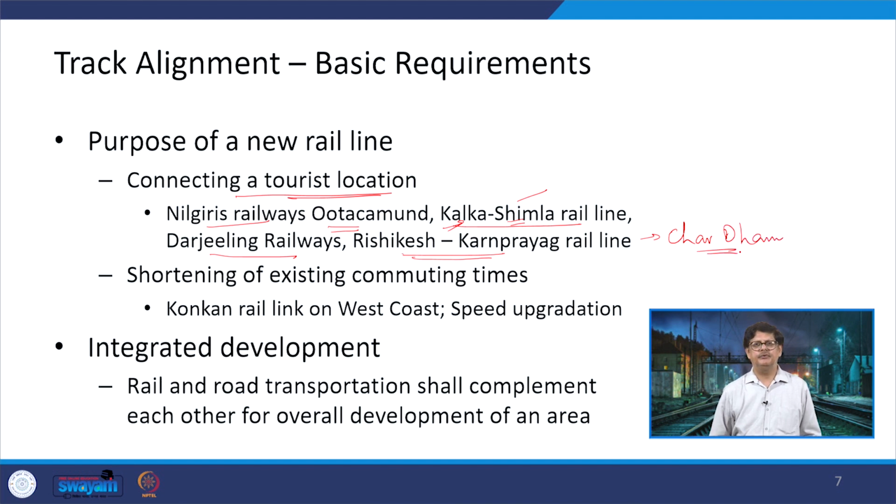So, the connectivity to Char Dhams: when you reach Karnaprayag, Badrinath will not be far off. Between Rishikesh and Karnaprayag there will be a number of stations, and they will provide connectivity from that location to Kedarnath, Gangotri or Yamunotri. So the travel by road will reduce, and as soon as it reduces, the congestion on the road will also get reduced.